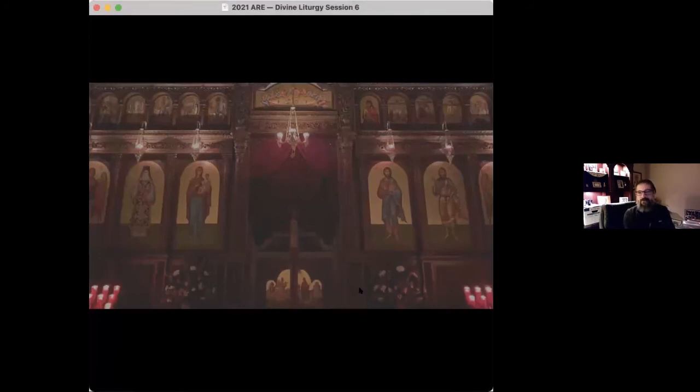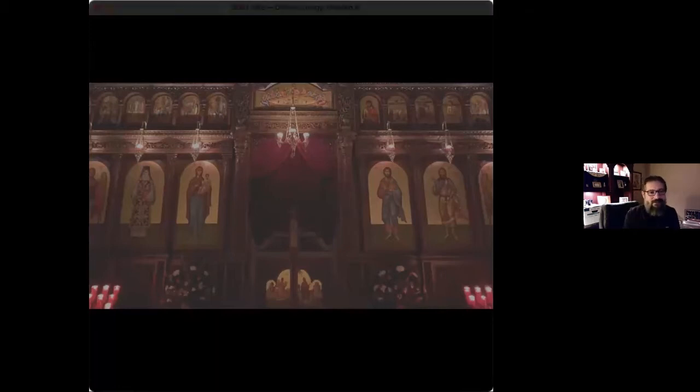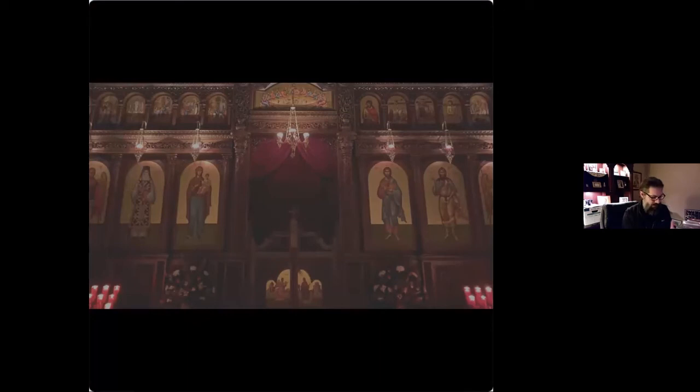So what I'm going to do is, short of being able to sit in the church with you and walk around and point these things out, I tried to do that by way of this presentation. So let's see how it goes. So what we're going to do is sort of, first of all, label the sections of the icon screen and then take a look at the icons themselves.